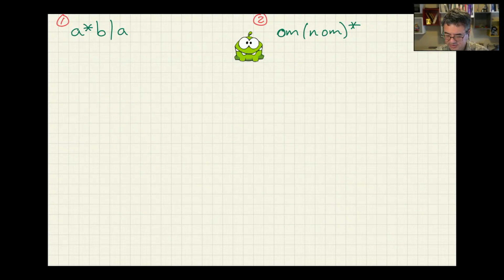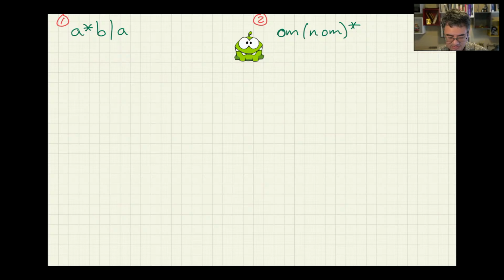So let's do two examples. We're trying to translate A star B or A into an NFA. And then we've got old friend omnom here. We want to translate om followed by any number of noms into an NFA. So we're going to use Thompson's constructions to do these.